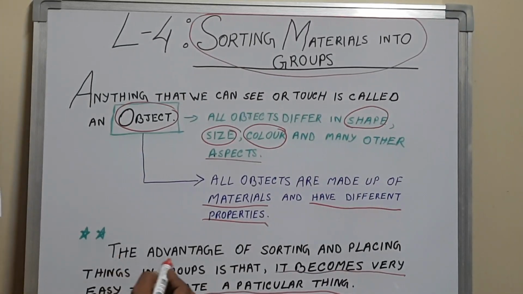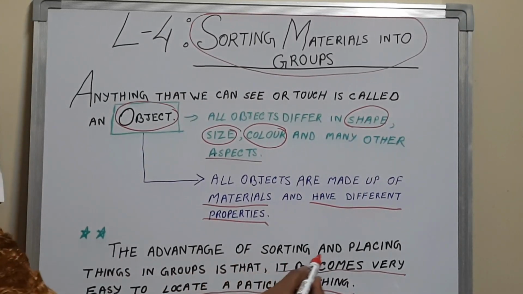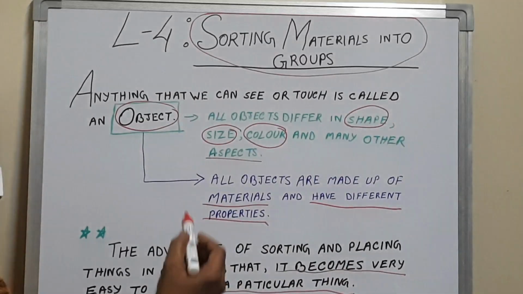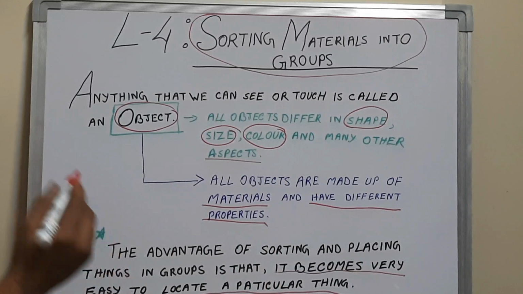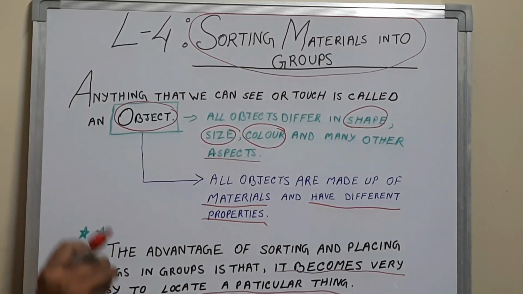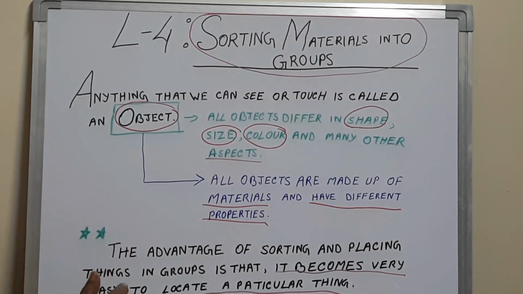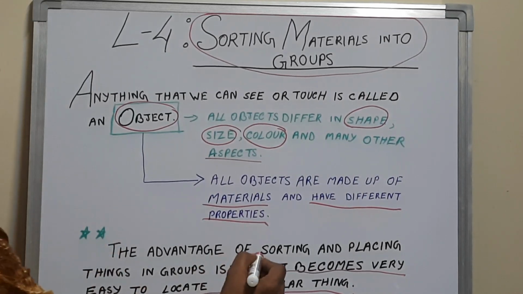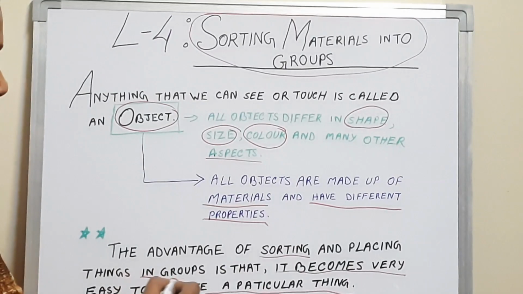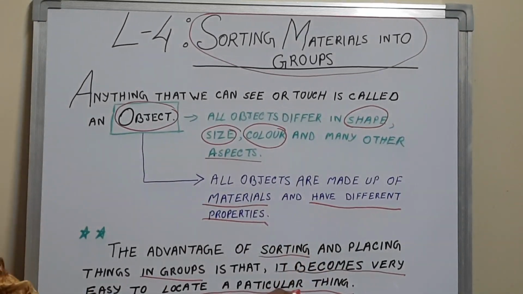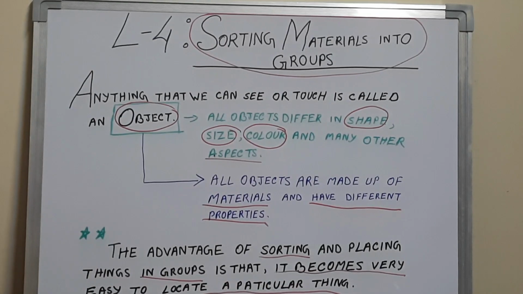So, what is the advantage of sorting and placing things in groups? The advantage is that if we keep the things properly in a systematic way by sorting them in groups, it will be very easy for us to locate a particular thing.